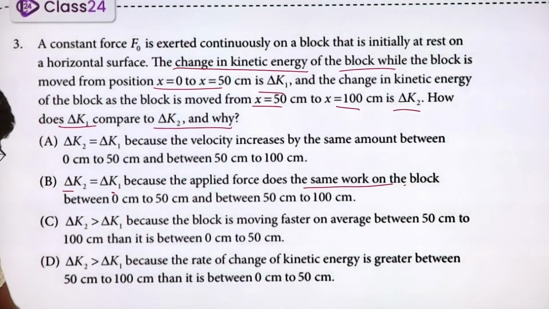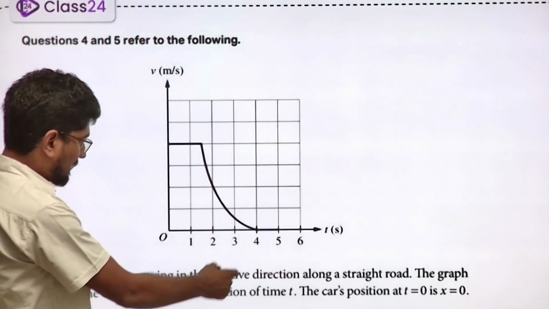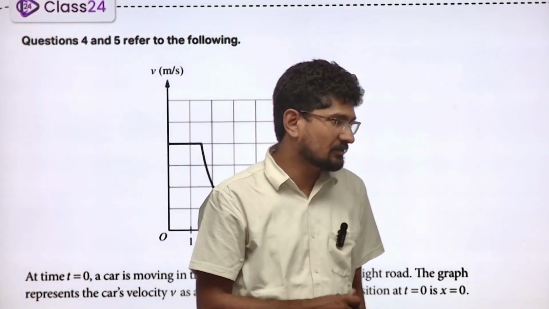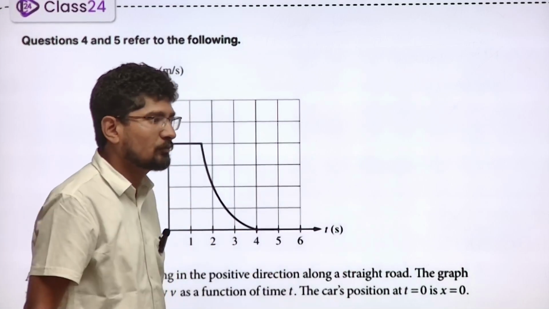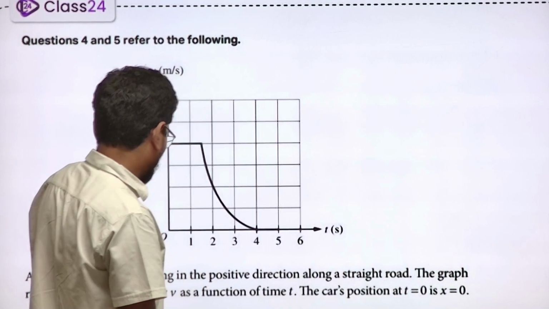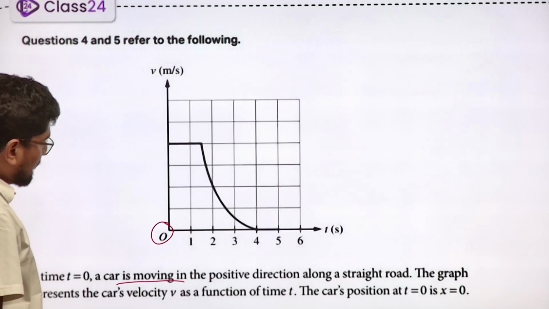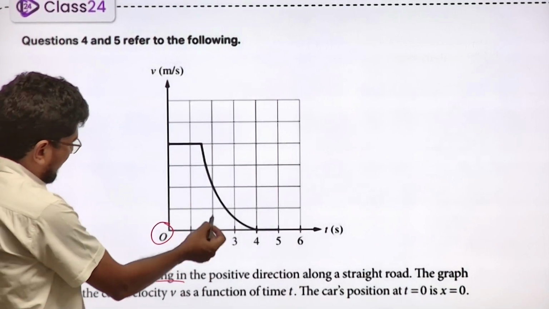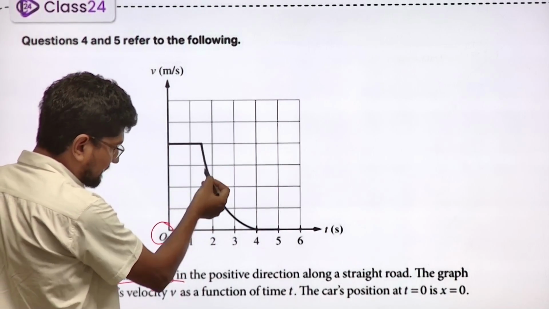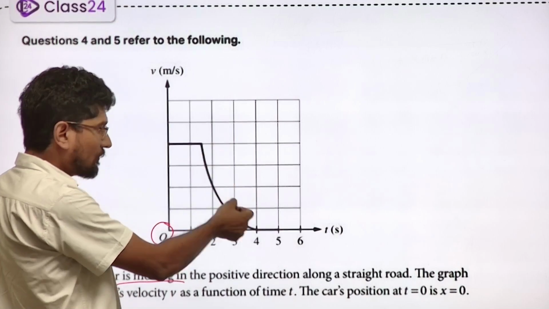Now move further. In this question, a velocity time graph is given, that is data interpretation, or translation between graph and numerical understanding through the graph. The car starts from t equal to 0, and for some time its velocity is constant. After that its velocity is decreasing, but decreasing with non-uniform acceleration.